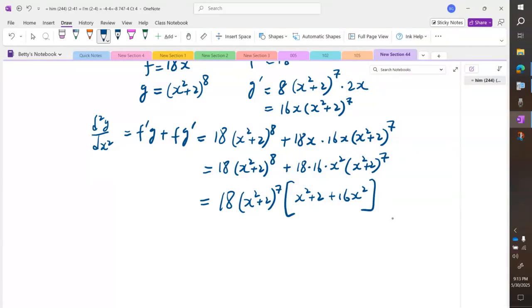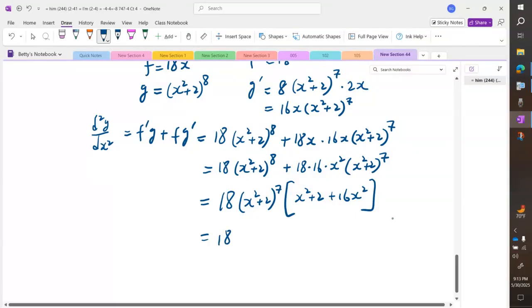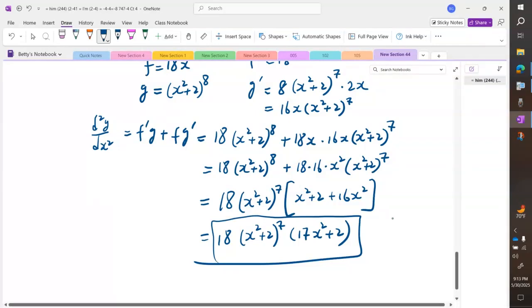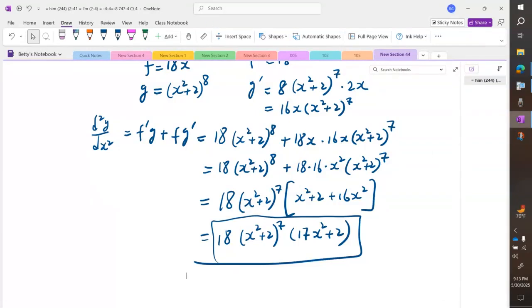From the first part, we have x squared plus 2. Okay. And simplify the stuff in the bracket. We have 17x squared plus 2. So this is the final answer for the second derivative.